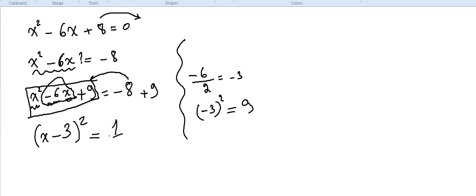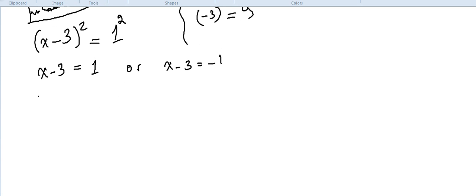What do we have on the other side? It's 1. Now we have two equal sides, and both are squares. Why? Because 1 is simply equal to 1 squared. So if we take the square root of both sides, from this one I get x minus 3, and on the other side I have two cases to consider, because 1 squared gives me 1, and minus 1 squared also gives me 1. So either x minus 3 equals 1, or x minus 3 equals minus 1.